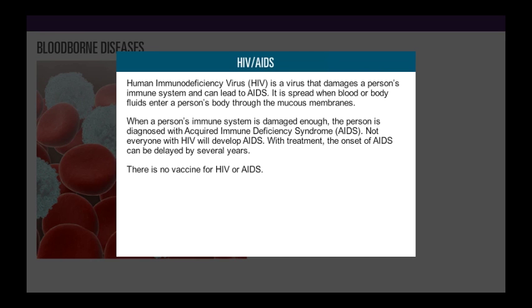Human immunodeficiency virus, HIV, is a virus that damages a person's immune system and can lead to AIDS. It is spread when blood or body fluids enter a person's body through the mucous membranes. When a person's immune system is damaged enough, the person is diagnosed with acquired immune deficiency syndrome, AIDS. Not everyone with HIV will develop AIDS. With treatment, the onset of AIDS can be delayed by several years. There is no vaccine for HIV or AIDS.